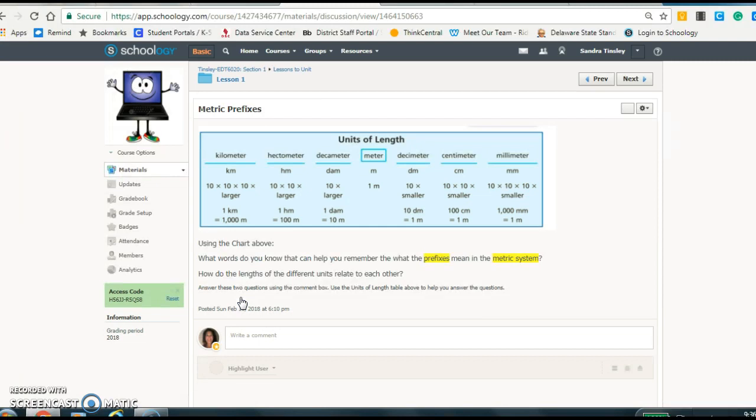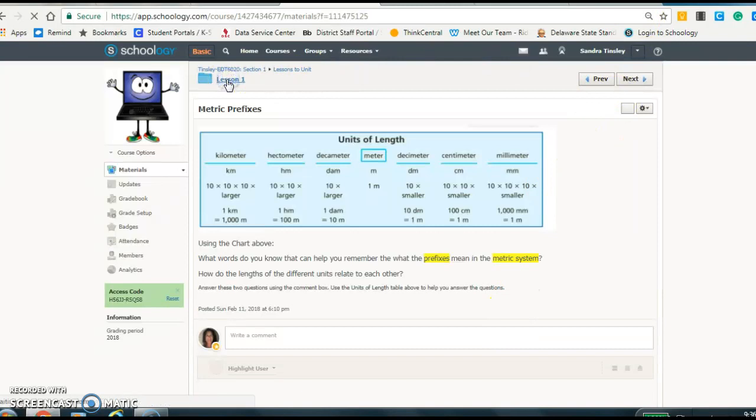The next assignment is a discussion on how the prefixes kilo, hecto, deca, deci, centi, and milli help them understand the metric system better. And they'll write their ideas there.